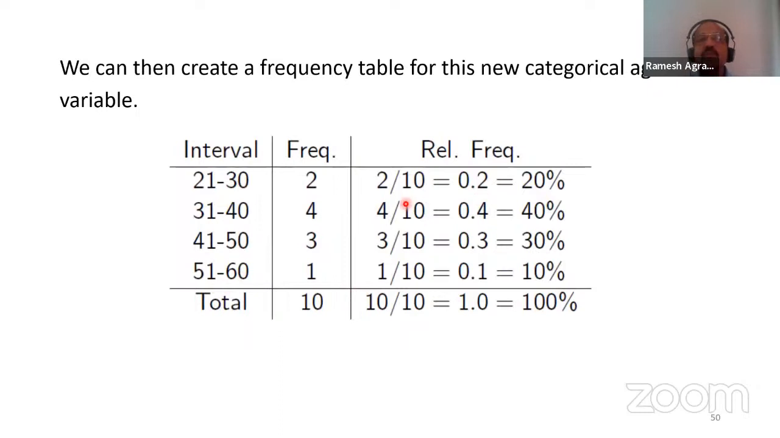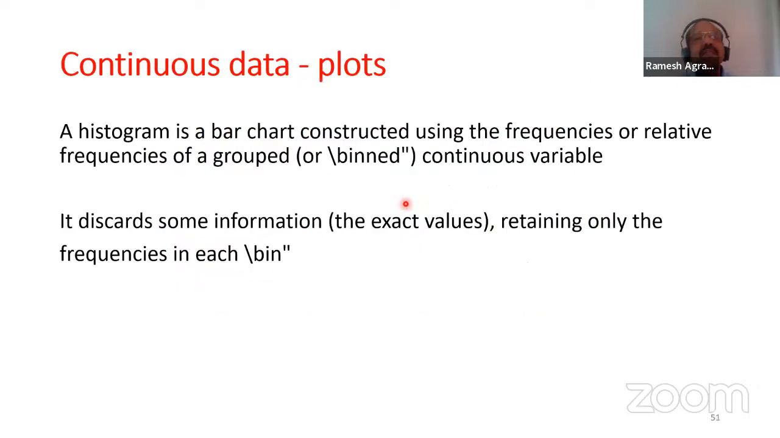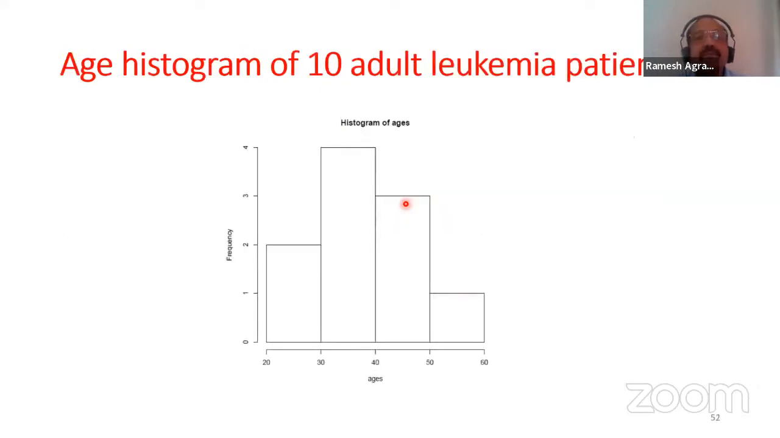Again, this can be shown in terms of a histogram or relative frequencies. What is a histogram? It is a bar chart constructed using the frequencies or relative frequencies of a grouped continuous variable. Using this, we can discard some of the information and retain only the relevant information. So these are the data related to 10 adult leukemia cases, meaning 10 people suffering from leukemia, and you want to find out their age group.